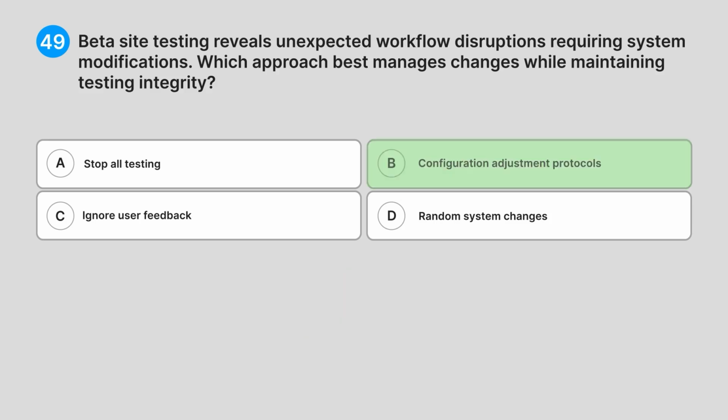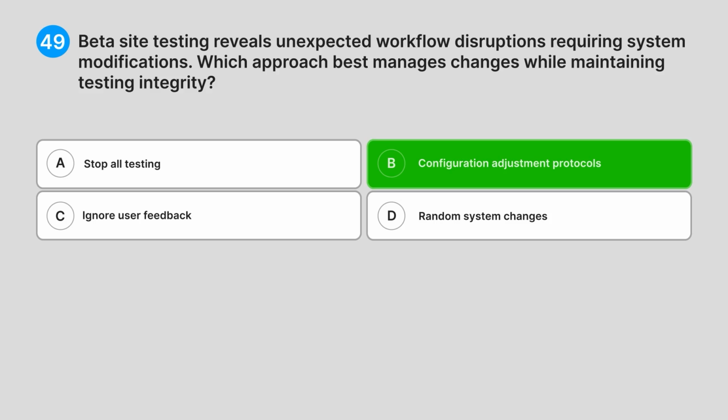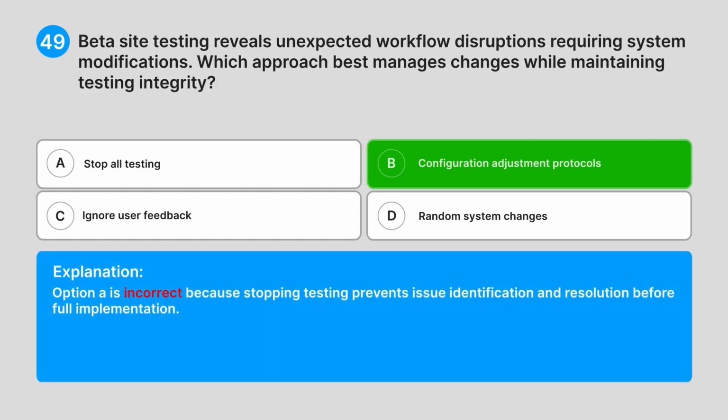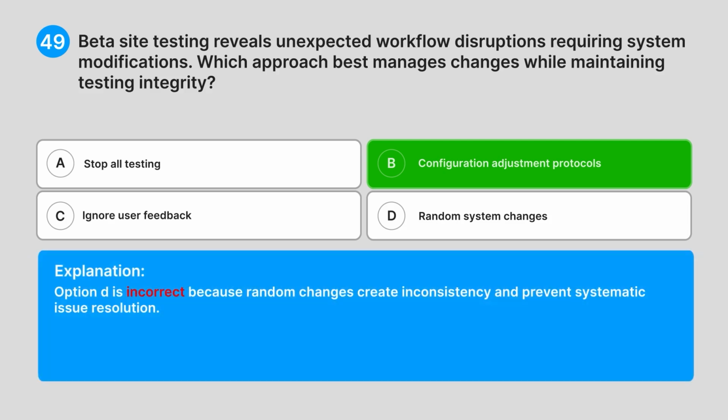Correct answer, B. Configuration adjustment protocols. Explanation. Option B is correct because structured configuration protocols allow systematic adjustments while documenting changes for validation and replication. Option A is incorrect because stopping testing prevents issue identification and resolution before full implementation. Option C is incorrect because ignoring feedback misses critical usability issues that could cause implementation failure. Option D is incorrect because random changes create inconsistency and prevent systematic issue resolution.